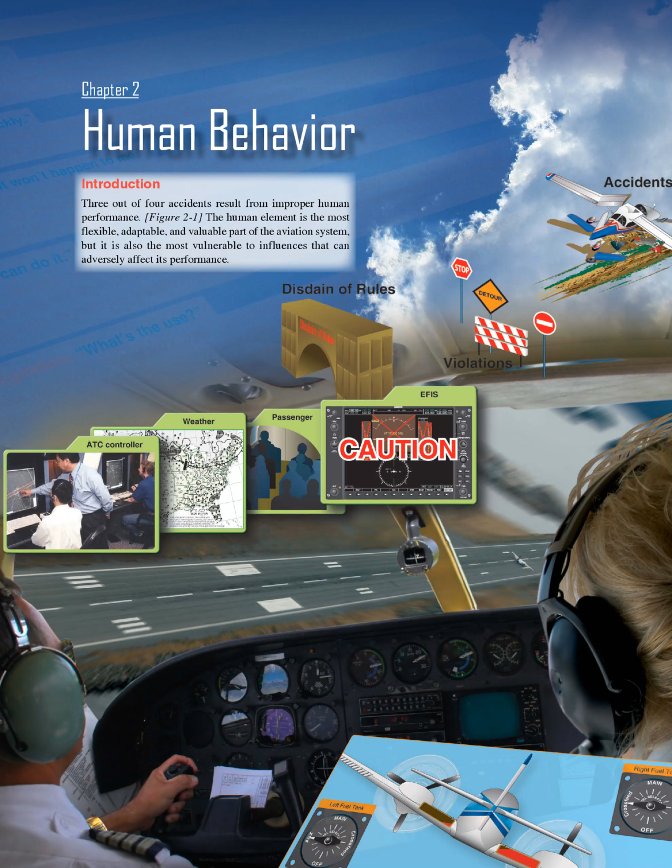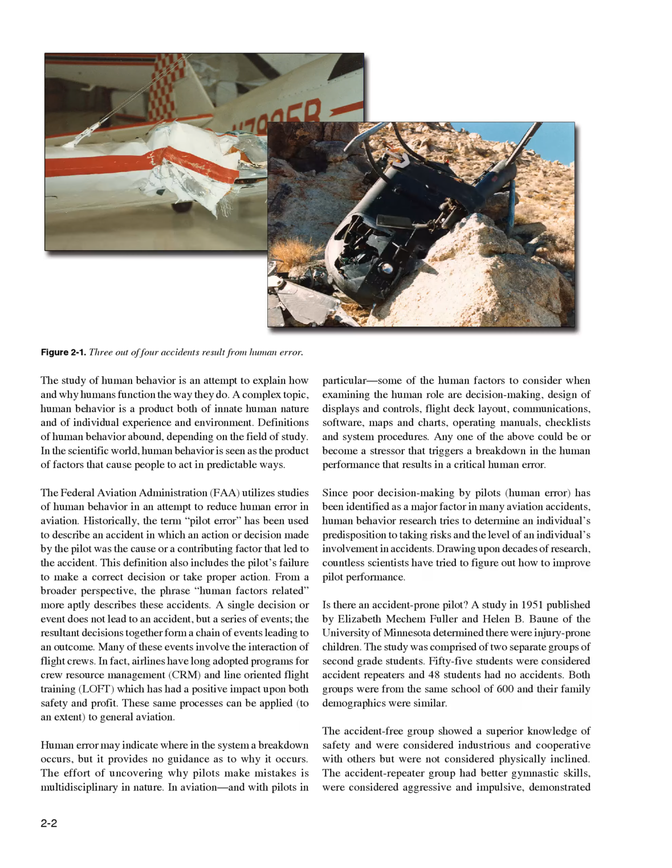Chapter 2 Human Behavior. Introduction: 3 out of 4 accidents result from improper human performance. Figure 2.1: The human element is the most flexible, adaptable, and valuable part of the aviation system, but it is also the most vulnerable to influences that can adversely affect its performance. The study of human behavior is an attempt to explain how and why humans function the way they do. A complex topic, human behavior is a product both of innate human nature and of individual experience and environment.